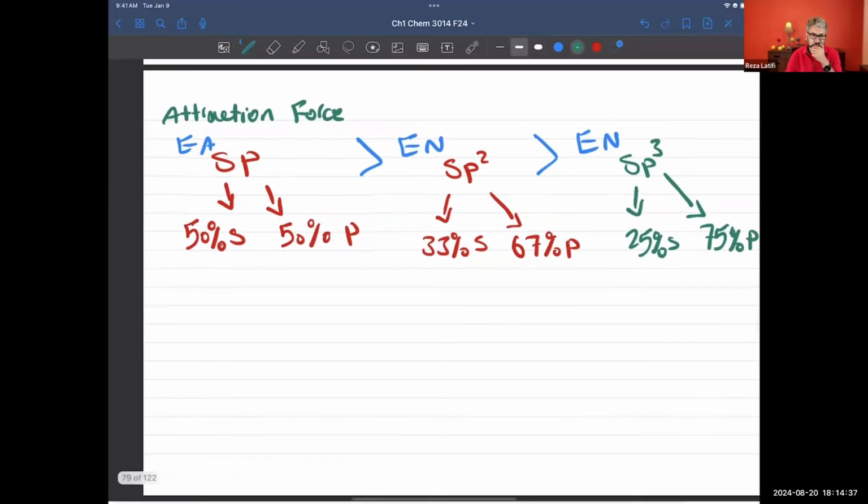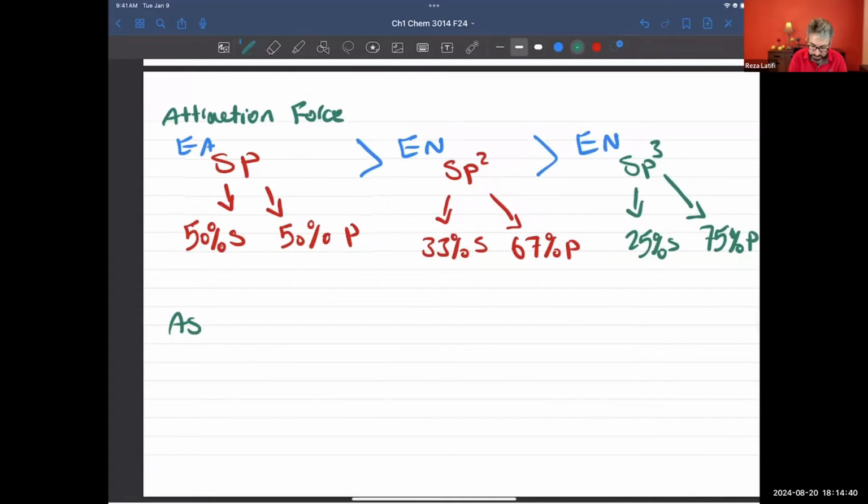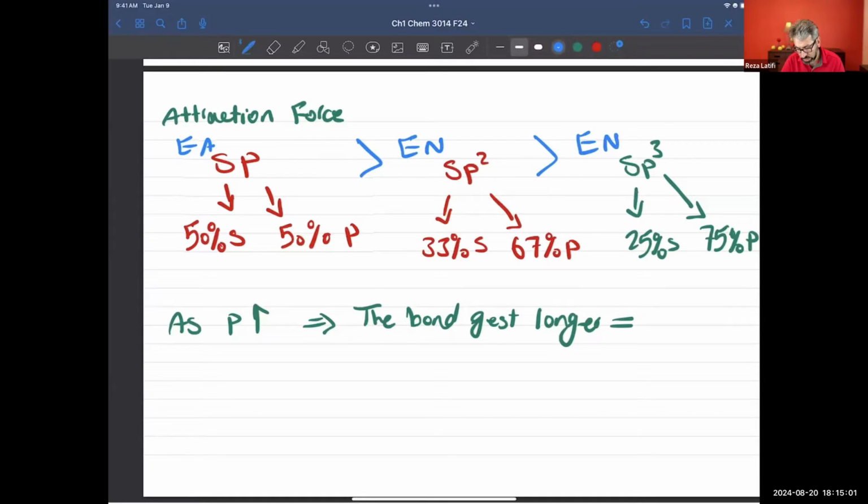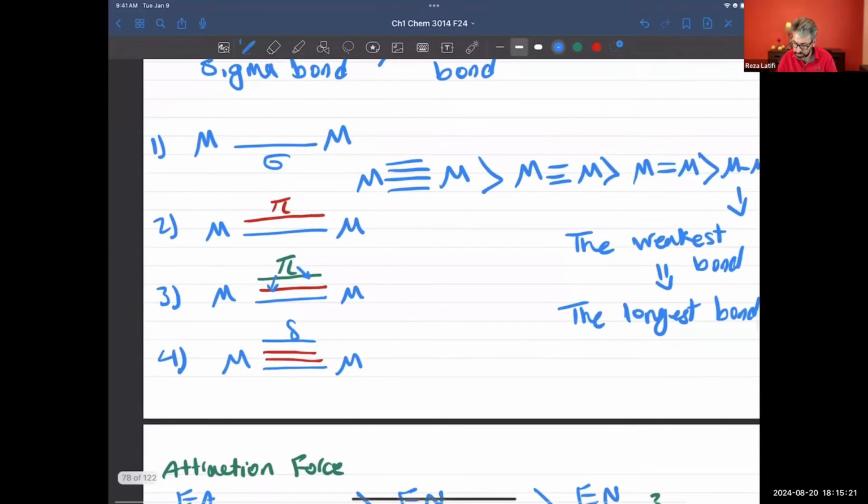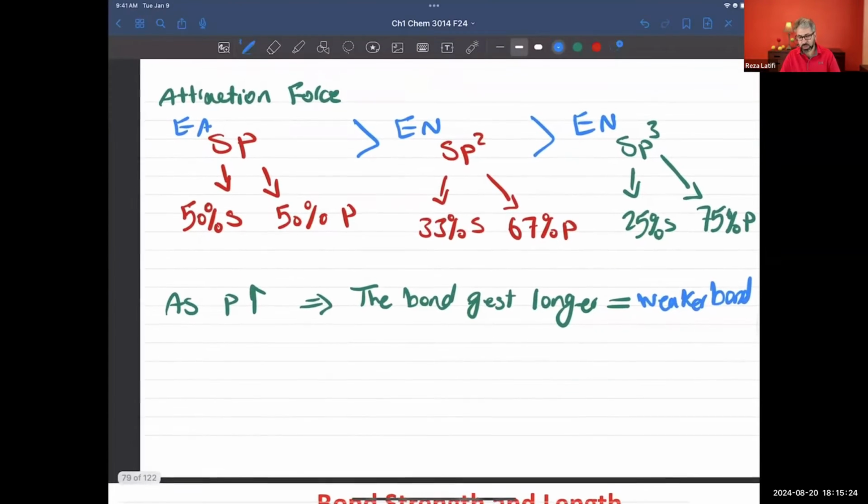So as p character goes up, we say the bond gets longer, which turns out to be a weaker bond. So as the bond gets longer, it will be weaker. Forgive me, not weaker. What did I write? Yeah, okay, weaker bond.